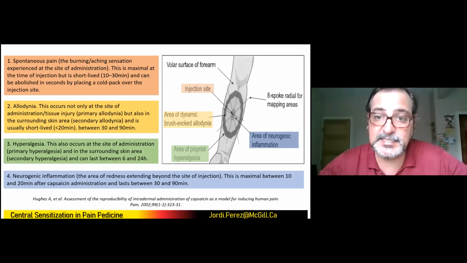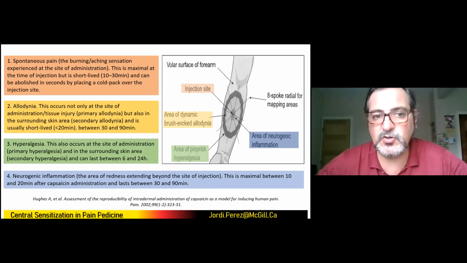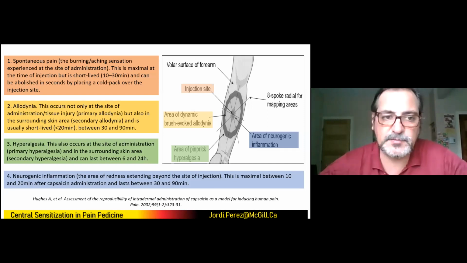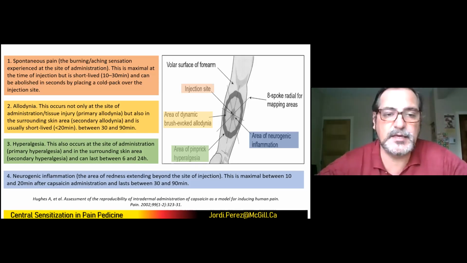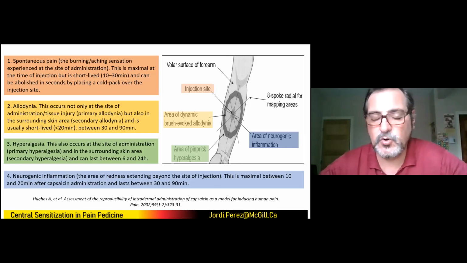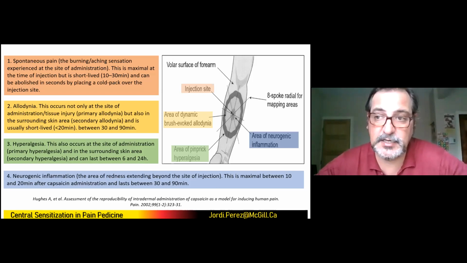And this allodynia is at the site of the injection, but also around the injection, in the surrounding skin area. It's what is called secondary allodynia, but it's usually short-lived. It doesn't last more than 2 hours tops. There is also development of an area of hyperalgesia that typically is farther from the area of injection. And this hyperalgesia occurs at the site of the administration, but also there is a development of secondary hyperalgesia that may last 6 to 24 hours. This central hyperalgesia is probably one of the features of central sensitization in this model of central sensitization in humans.